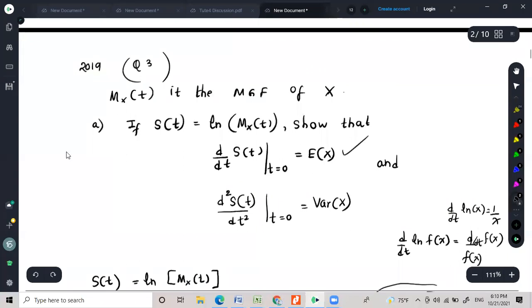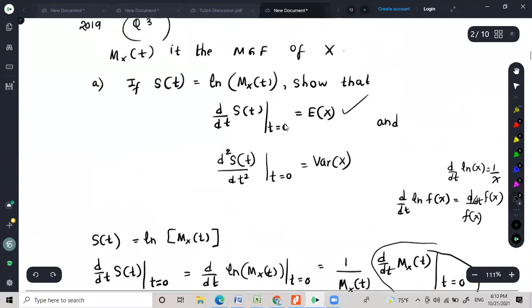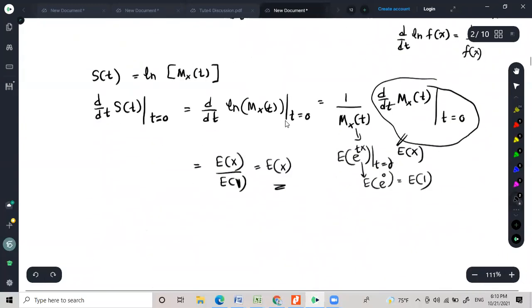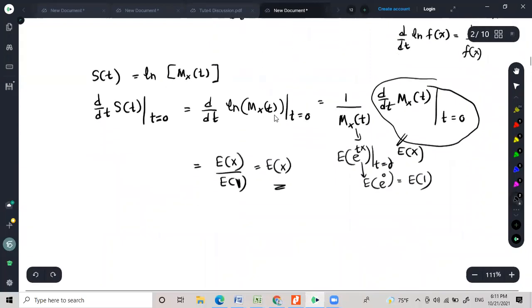Is this clear? Any questions? Anything unclear? Okay, so let's move on to the next one, the second derivative. Now you take the second derivative of S(t). Let's use the answer of the first derivative and take the derivative again. That will be the second derivative.